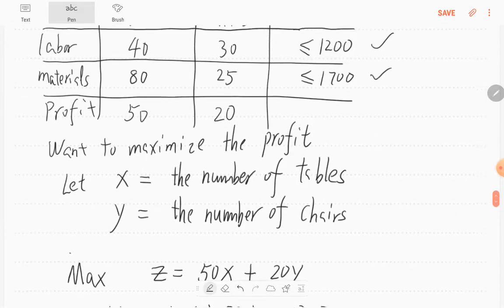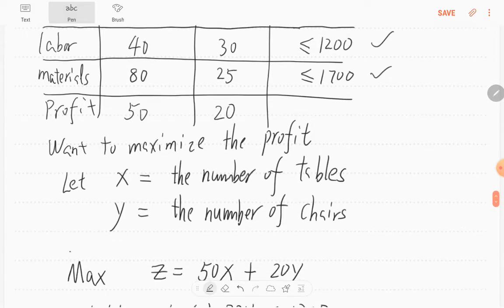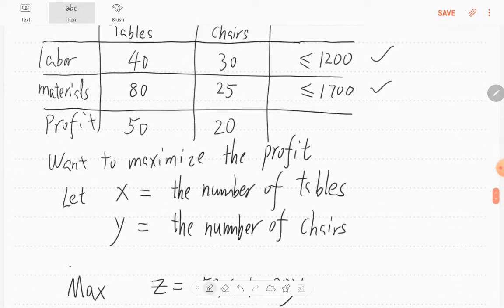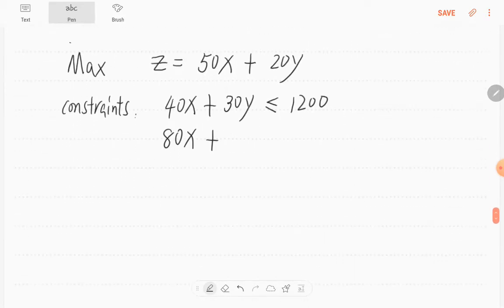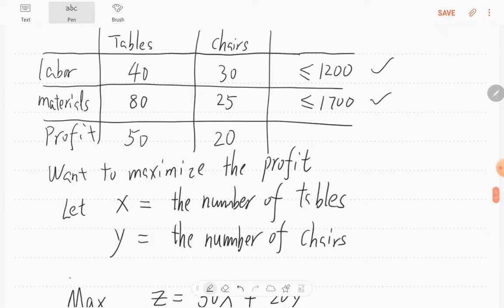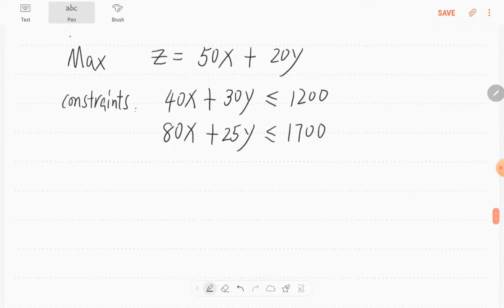The second constraint is the material spent, the money on the materials. Each table costs $80, so its total is 80 times x dollars. Plus, for the chairs, it's 25 times y dollars. They want to limit the spending on the materials to 1,700, so it should be less than or equal to 1,700. Okay, these are the two constraints.